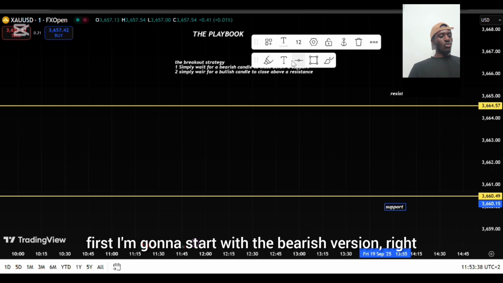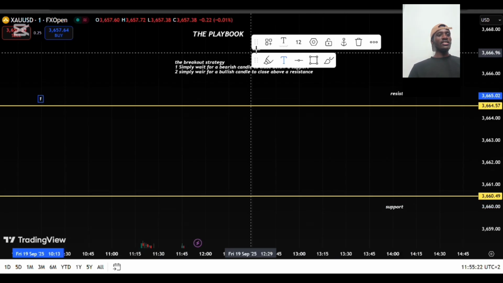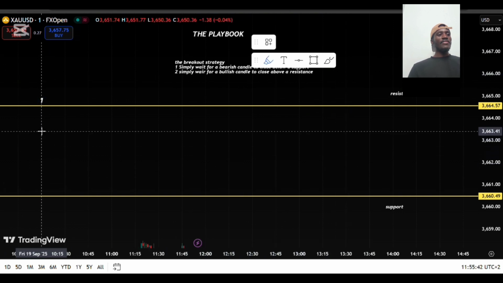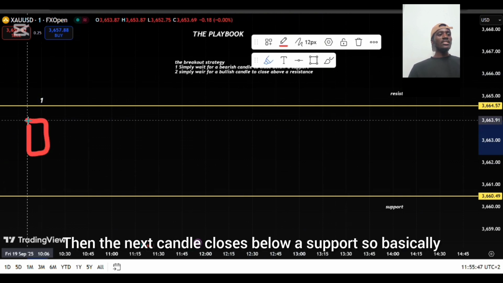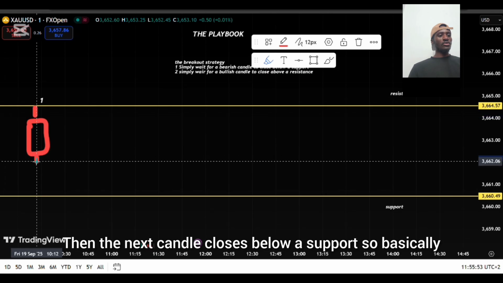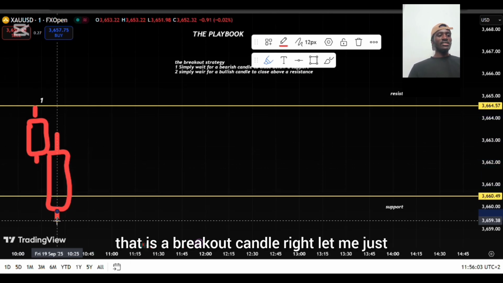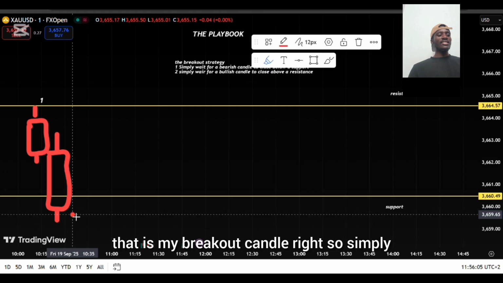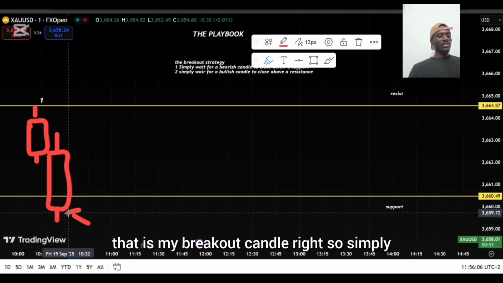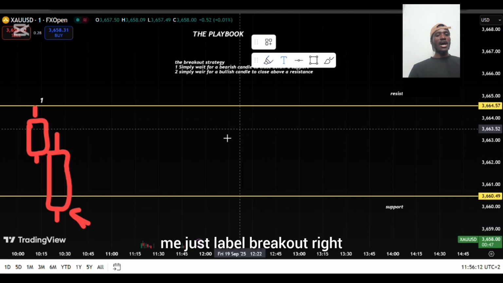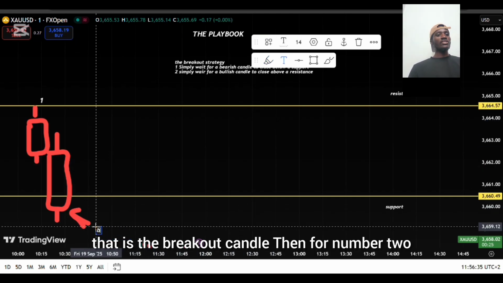I'm going to start with the bearish version, right? So let me just write one there. Let's say we've got a bearish candle, it closes like this, then the next candle closes below a support. So basically that is a breakout candle, right? Let me just put an arrow there. That is my breakout candle, so simply that is the breakout to the downside. Let me just label breakout. That is the breakout candle.